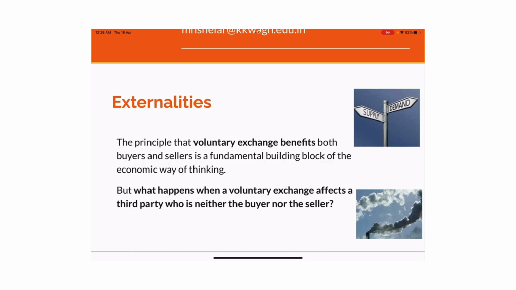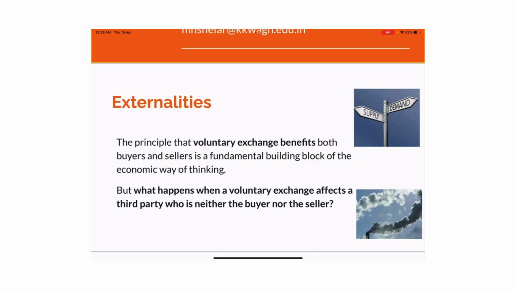In a market economy, what is assumed is there are buyers and sellers who would exchange their goods based on the supply and demand, right? So there's a voluntary exchange between the buyers and sellers, and they would exchange the goods depending upon the supply and demand forces. That's the fundamental way of thinking of a market economy.